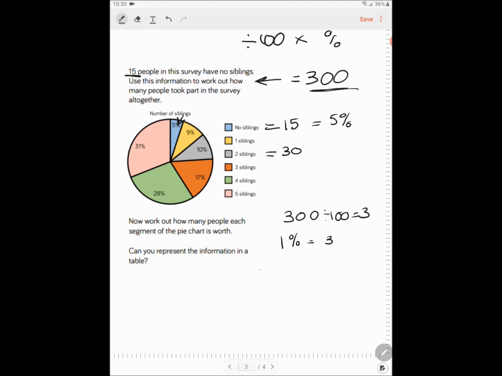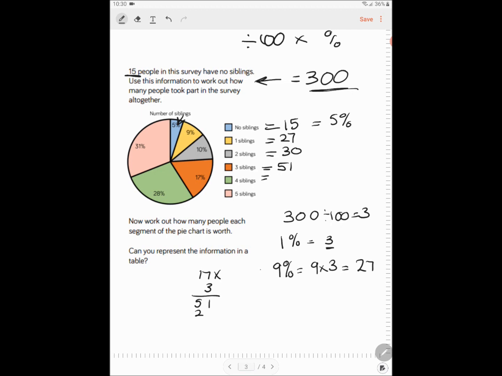From there, I can find all of the others. So 9% is 9 times 3, which equals 27. So we've managed to work that one out pretty quickly. Now, the orange one is 17%, the 3 siblings. So we go back and use our 1% figure. I'm going to do 17 times 3. 7 3s are 21. 1 3 is 3. Add the 2 gives me 5. So my 17% is 51 children.